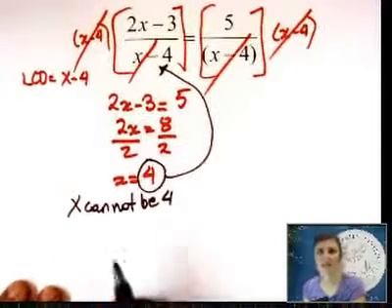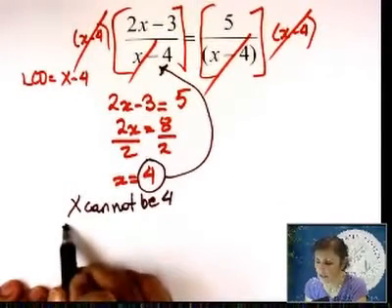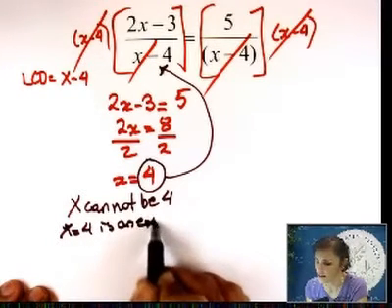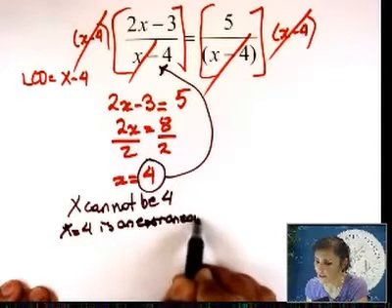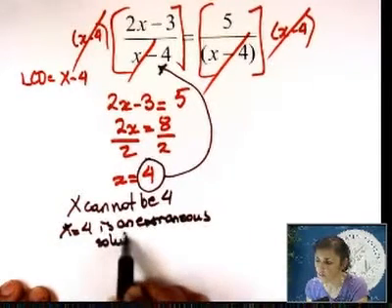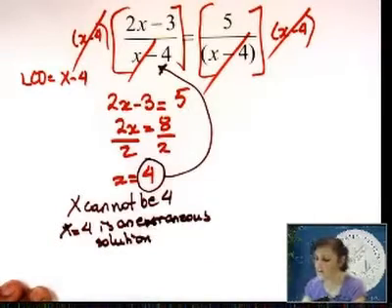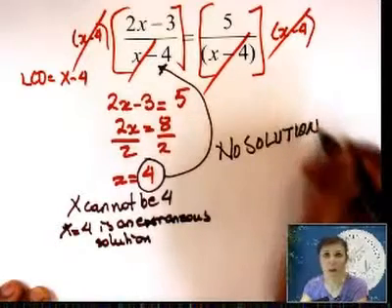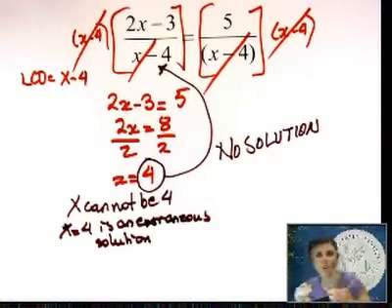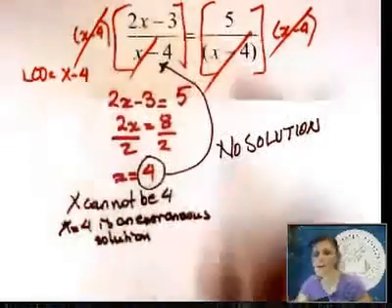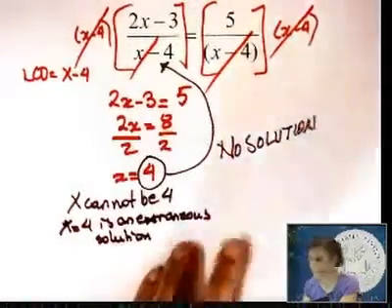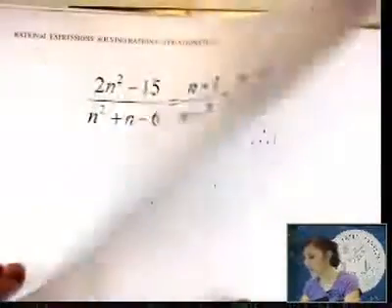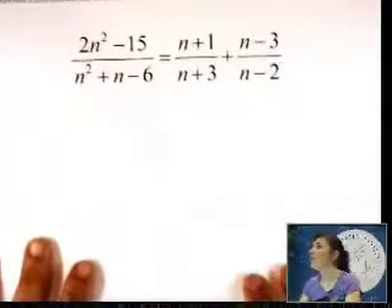This is what we call an extraneous solution. X equals 4 is an extraneous, I think I'm spelling this right, solution. So in other words, a solution that doesn't count. The answer is no solution in this problem. Or you can just say x equals 4 is an extraneous solution, but there's no solution. You cannot make these two things work. So remember that. Let's do one that is a little bit more sophisticated, and that's the last one I'm going to do.